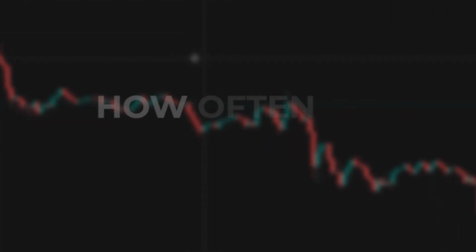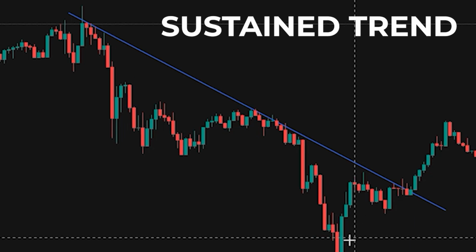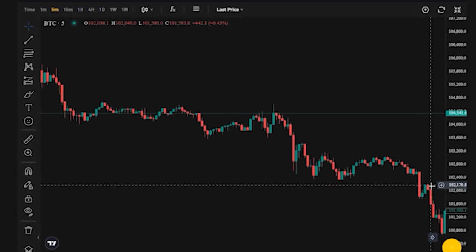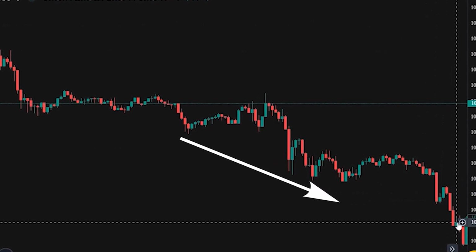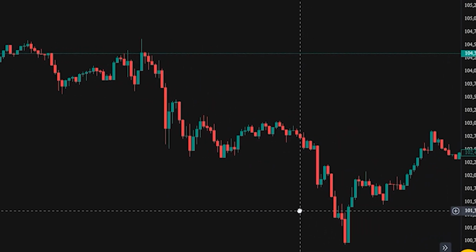Hello traders, how often do you have situations where you see a long-term, strong, sustained trend on a chart and decide to exploit it? In this case, we have a strong bearish trend. As soon as you decide to take advantage of it and enter a trade down, right at that moment, the reversal starts and the chart starts to rise.